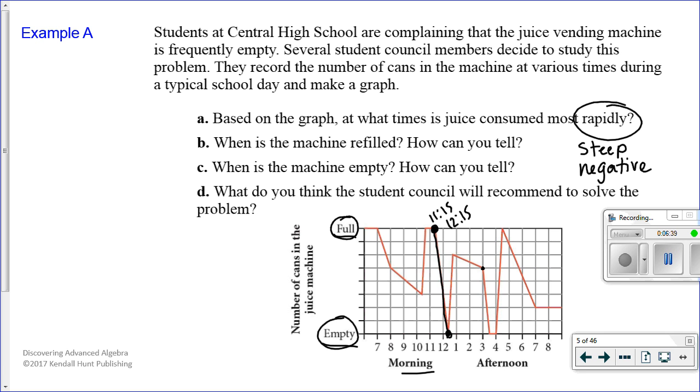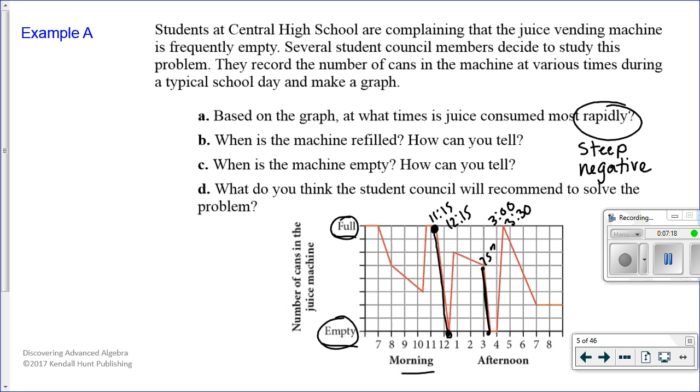Well, I could take a look at this point to this point right here. Again, about the same steepness. This goes from about 3 o'clock to about 3:30. So within just half an hour, again, that's a very quick consumption of juice. And it goes from about 75% full down to empty. So again, that's another rapid consumption. Those are the two times where we would say juice is being consumed most rapidly.